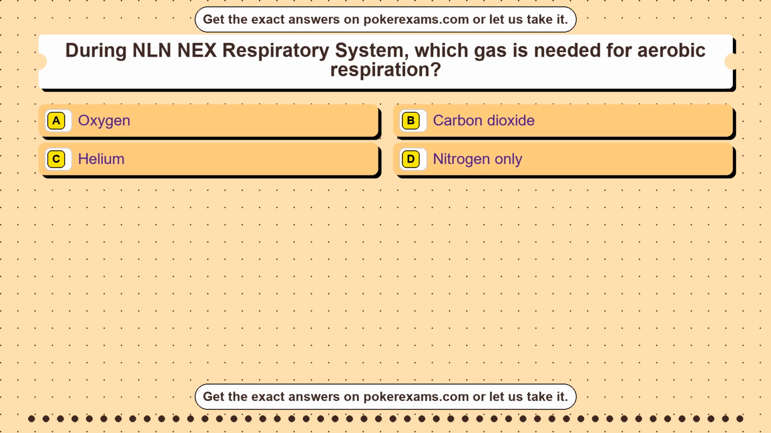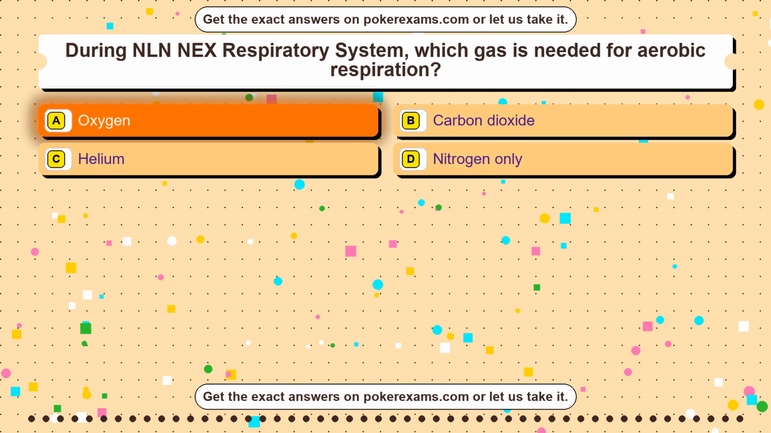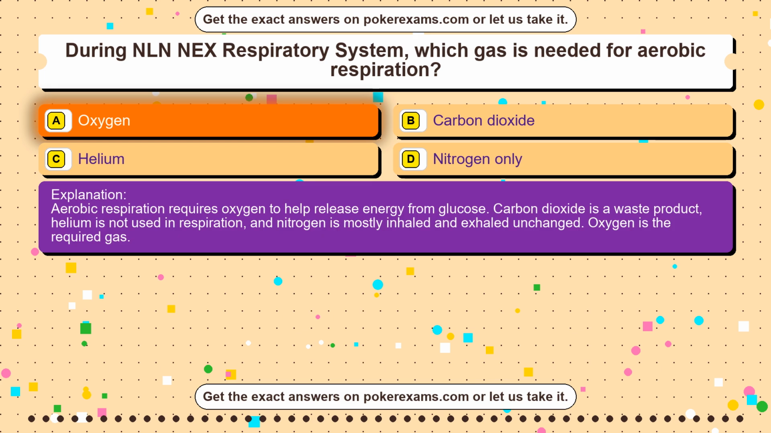Question 1. During NLN NEX Respiratory System, which gas is needed for aerobic respiration? Option A, oxygen. Option B, carbon dioxide. Option C, helium. Option D, nitrogen only. The correct answer is option A, oxygen. Aerobic respiration requires oxygen to help release energy from glucose. Carbon dioxide is a waste product, helium is not used in respiration, and nitrogen is mostly inhaled and exhaled unchanged. Oxygen is the required gas.